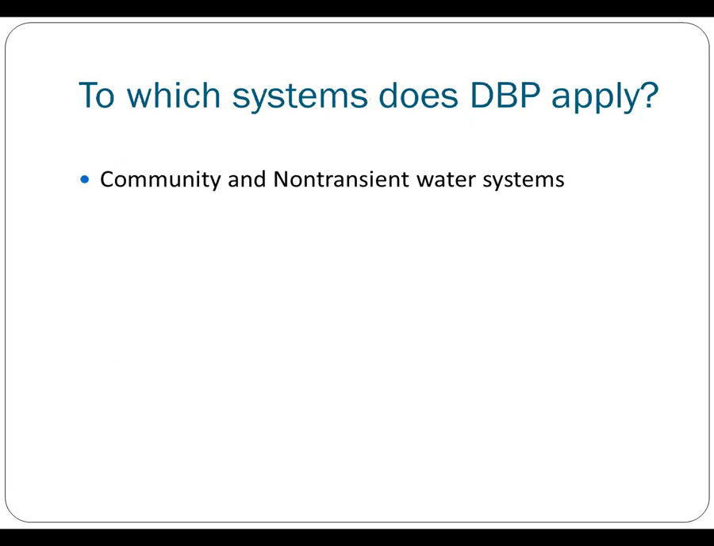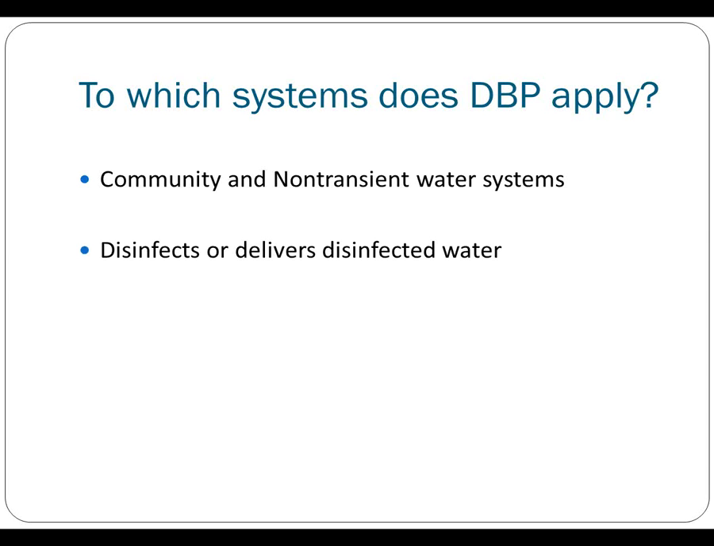To which systems does the Disinfection Byproduct Rule apply? Community and non-transient water systems. So community are the type of systems that you think about, mobile home parks or small communities where people live year-round. A non-transient water system is one where you may have a school where you would have at least 25 kids or staff who are in contact with the water over a 6-month period, or large places of employment that have 25 or more employees.